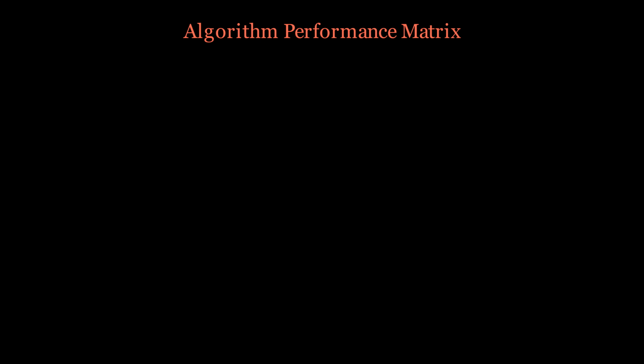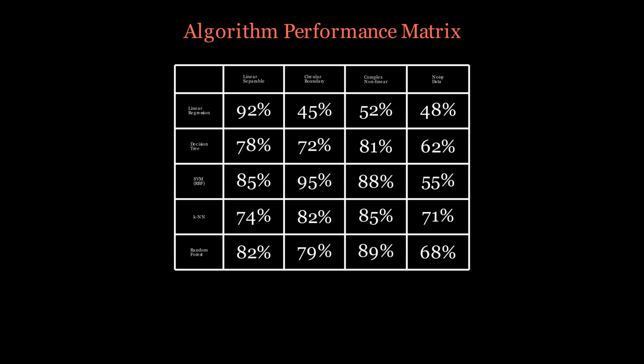The performance matrix will reveal the no free lunch principle in action. No algorithm dominates across all problem types. Here's the performance matrix with color coding. Green indicates excellent performance above 85%. Yellow indicates good performance above 70%. And red indicates poor performance below 70%. Notice how each algorithm has its strengths and weaknesses.